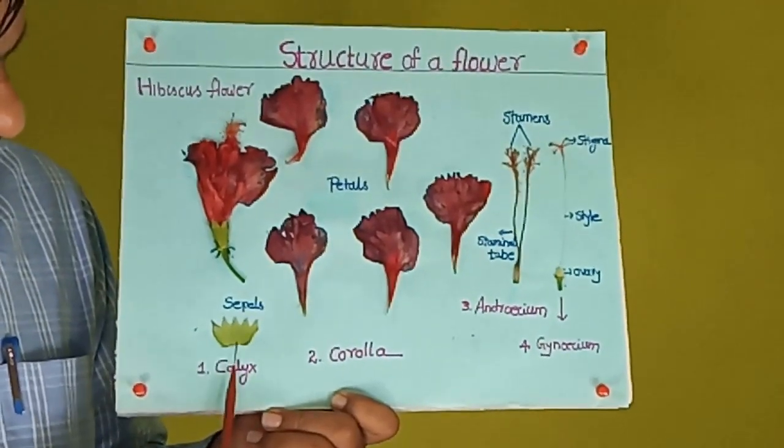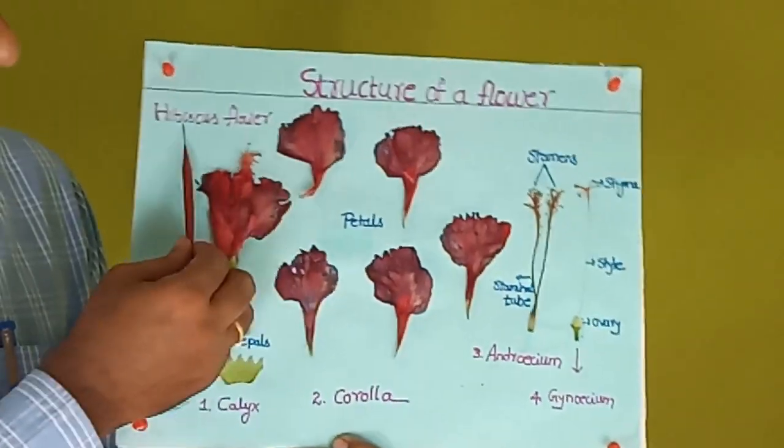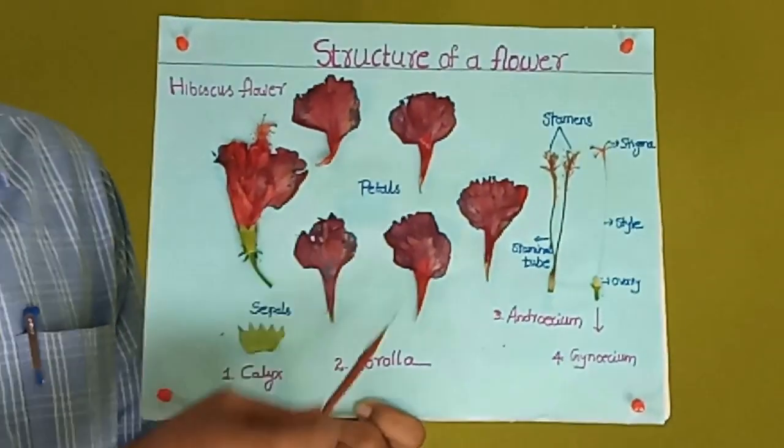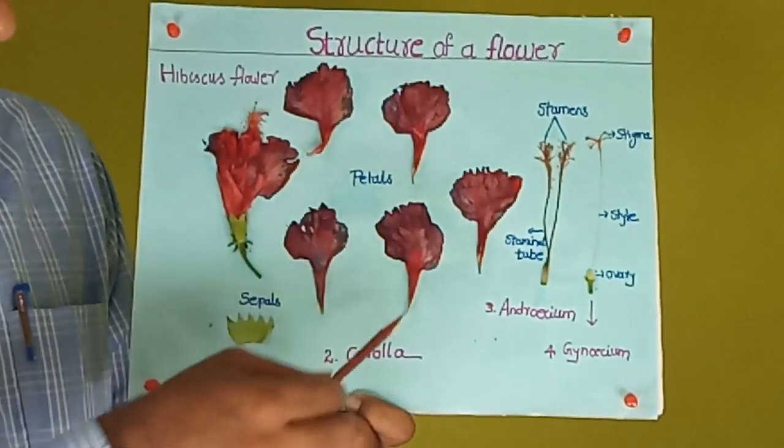So if you look at the other flower, which is a hibiscus flower, generally it is a very common flower you are seeing in your surroundings.